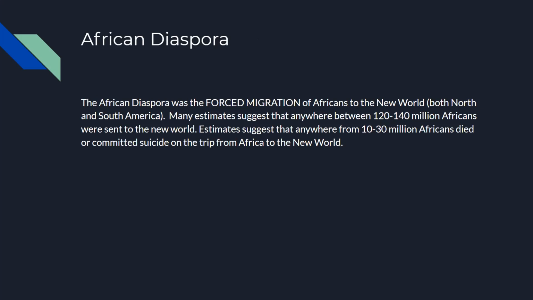African diaspora. The African diaspora was the forced migration of Africans to the New World, both North and South America. Many estimates suggest that anywhere between 120 to 140 million Africans were sent to the New World. Other estimates suggest that anywhere from 10 to 30 million Africans died or committed suicide on the trip from Africa to the New World.